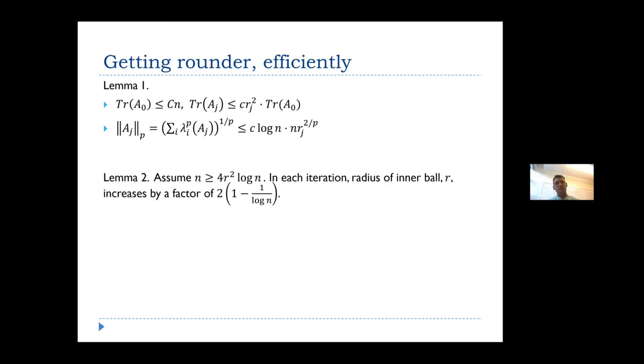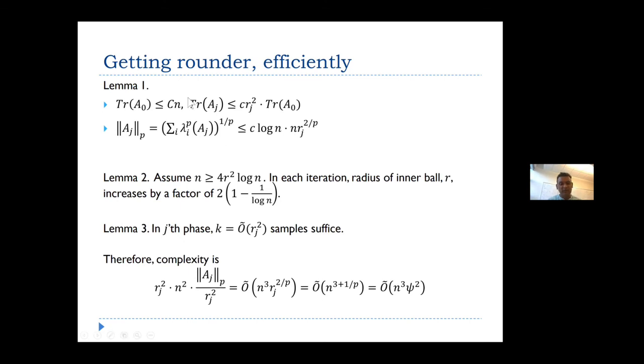Now, in addition, because you're scaling up, something geometric happens, which is that the radius of the largest ball inside is going to almost double each time. The last thing is that in order to estimate these large eigenvalues, I need to show you that not too many samples are required, and that will be an application of matrix Chernoff bounds. Putting all these together, we get the complexity of sampling, n squared times this new bound here, and that's n cubed r^(2/p).